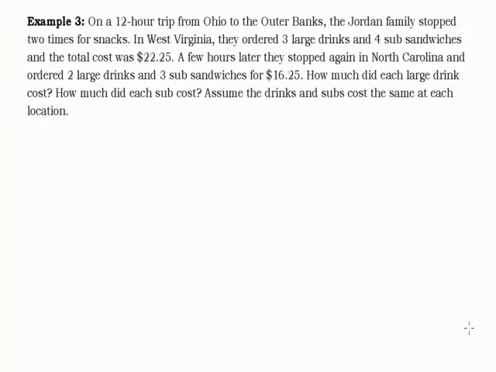In example 3, we read, on a 12-hour trip from Ohio to the Outer Banks, the Jordan family stopped 2 times for snacks. In West Virginia, they ordered 3 large drinks and 4 sub sandwiches, and the total cost was $22.25. A few hours later, they stopped again in North Carolina and ordered 2 large drinks and 3 sub sandwiches for $16.25. How much did each large drink cost? How much did each sub cost? And we're told to assume the drinks and subs cost the same at each location.